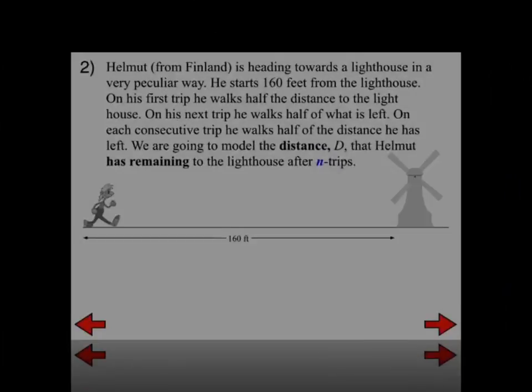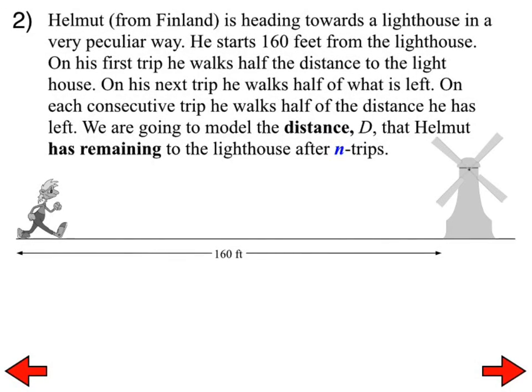All right, so let's now go to number 2 for the day. Helmut from Finland is heading towards a lighthouse in a very peculiar way. He starts 160 feet from the lighthouse. On his first trip, he walks half the distance to the lighthouse. On his next trip, he walks half of what is left. On each consecutive trip, he walks half of the distance he has left.